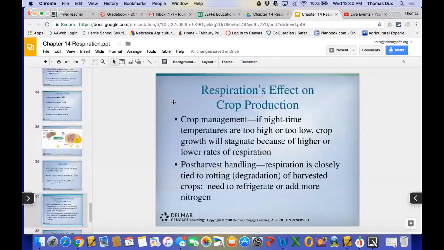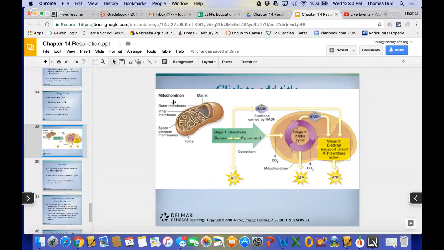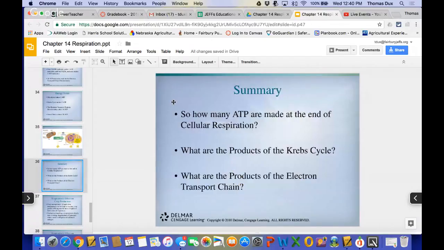Yeah, did you guys do that? If you did not type that out, what was the slide like for you? Yes, go ahead, write the number. Oh, wait, no. Sorry. You mean on the summary? Yeah, go ahead on the summary. I do want you to type in the answers to this. So how many ATP are made at the end of cell respiration?